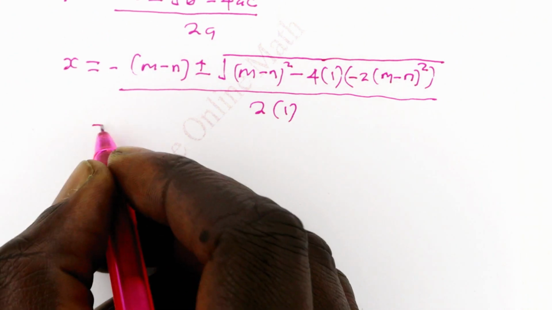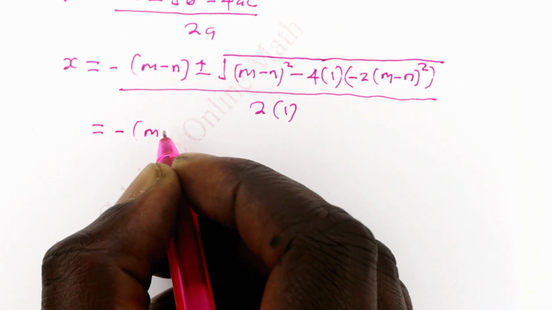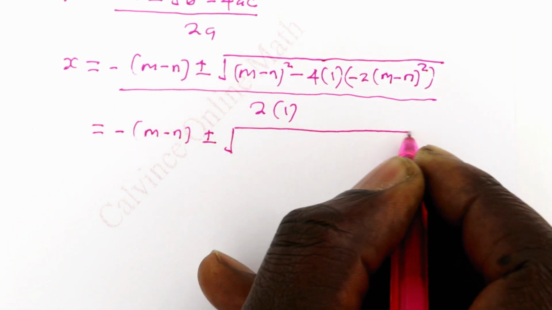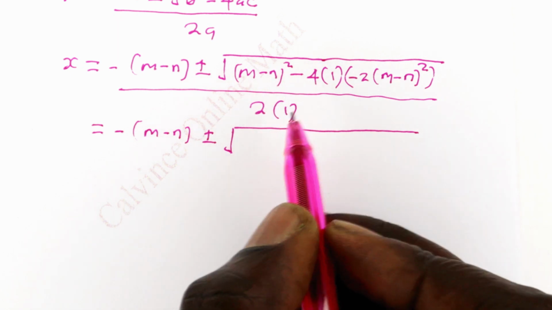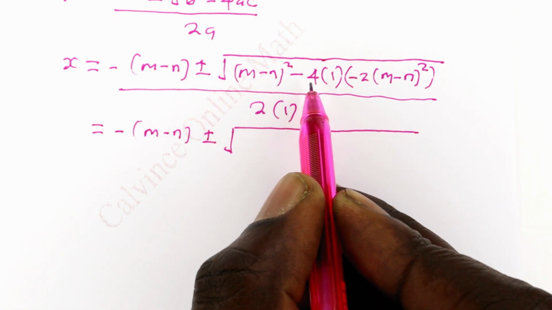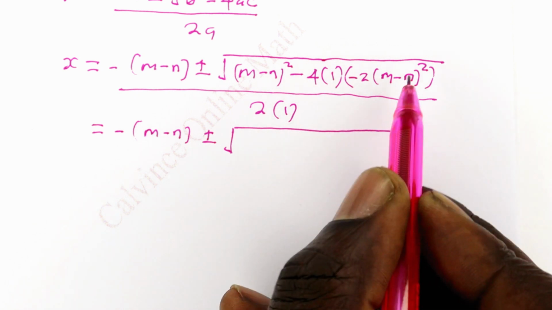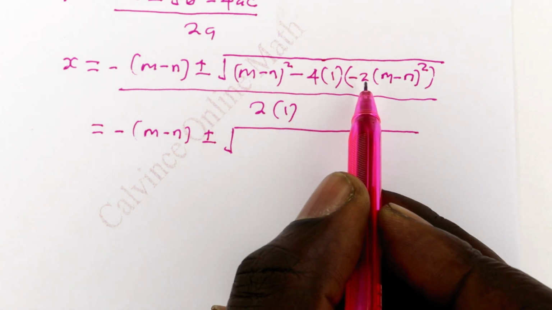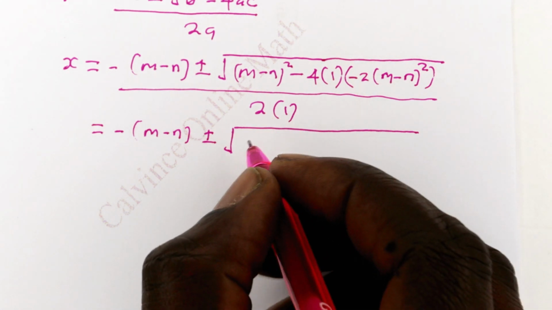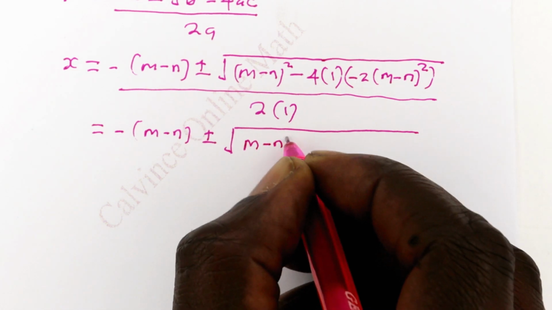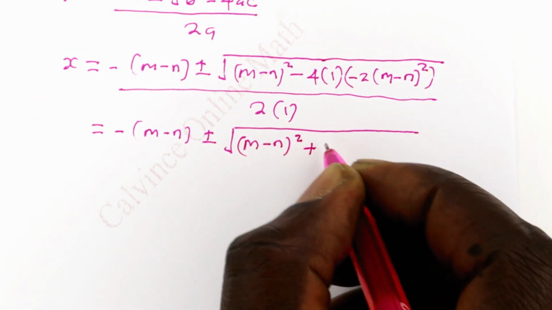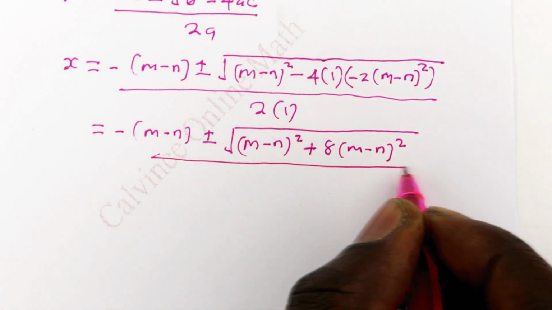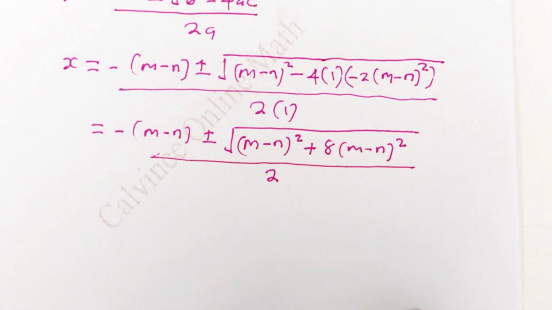So here you have minus (m minus n) plus or minus the root of (m minus n) squared minus 4 times 1 times negative 2 times that. So this is minus, that is minus, we're going to have a plus. So this times this is 8. So it means we have (m minus n) squared plus 8(m minus n) squared, and that is over 2a, and 2a is just 2 because a is 1.